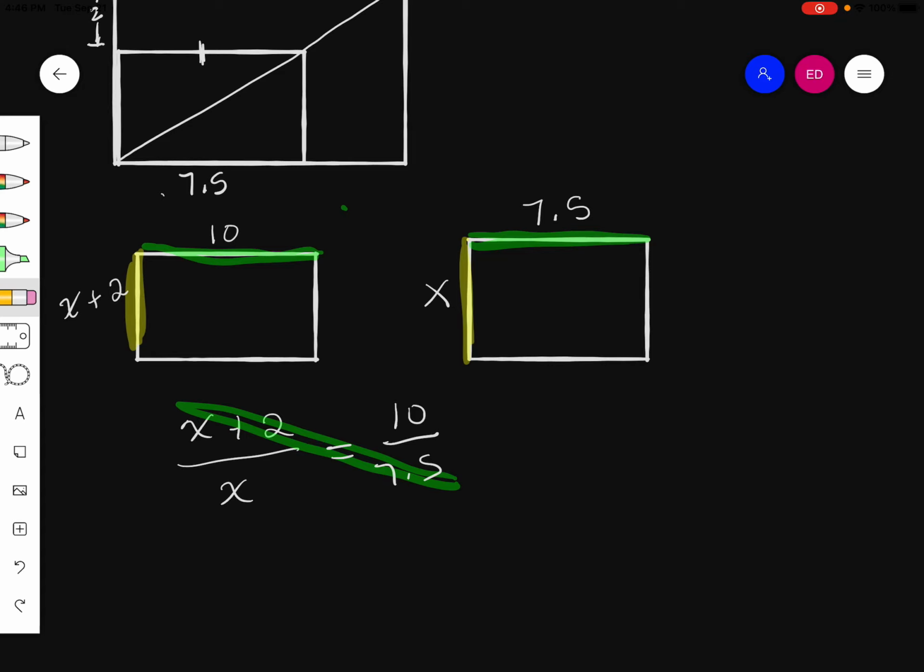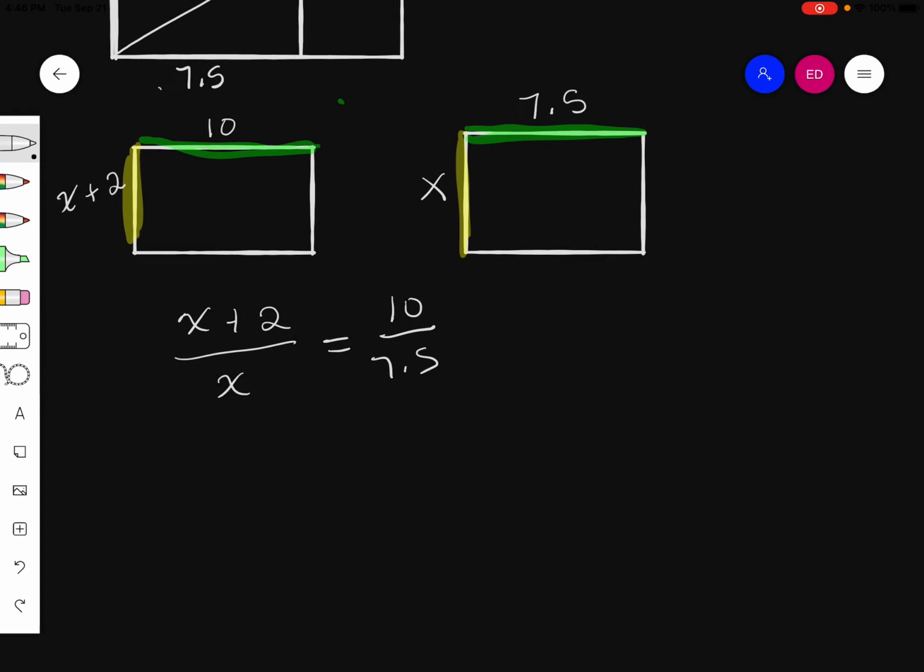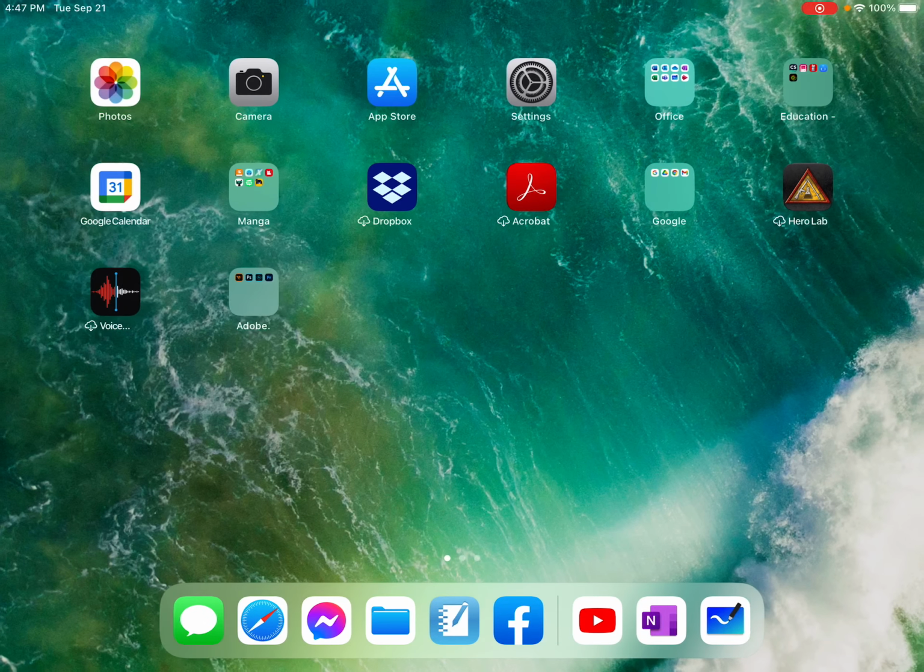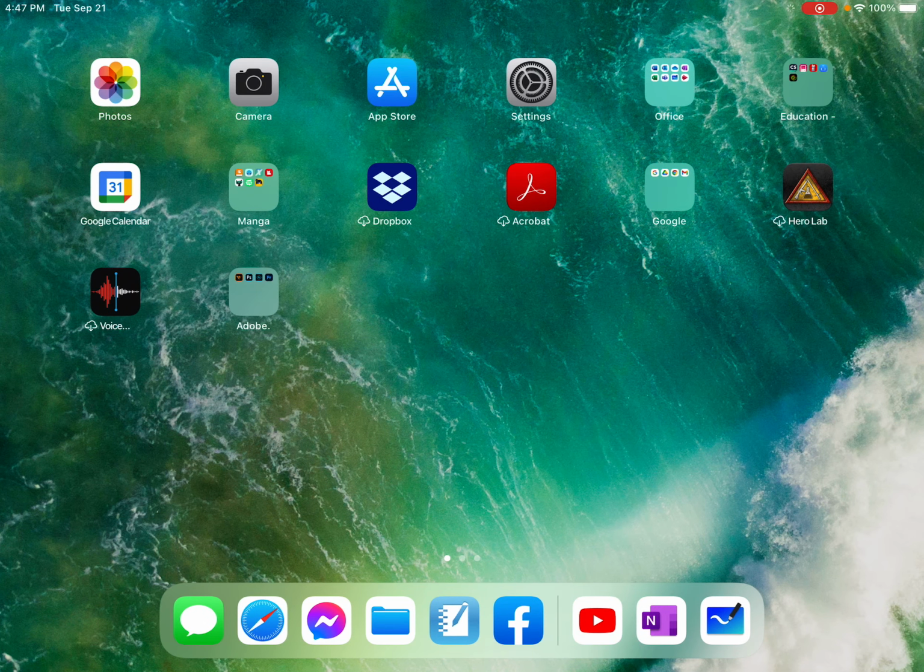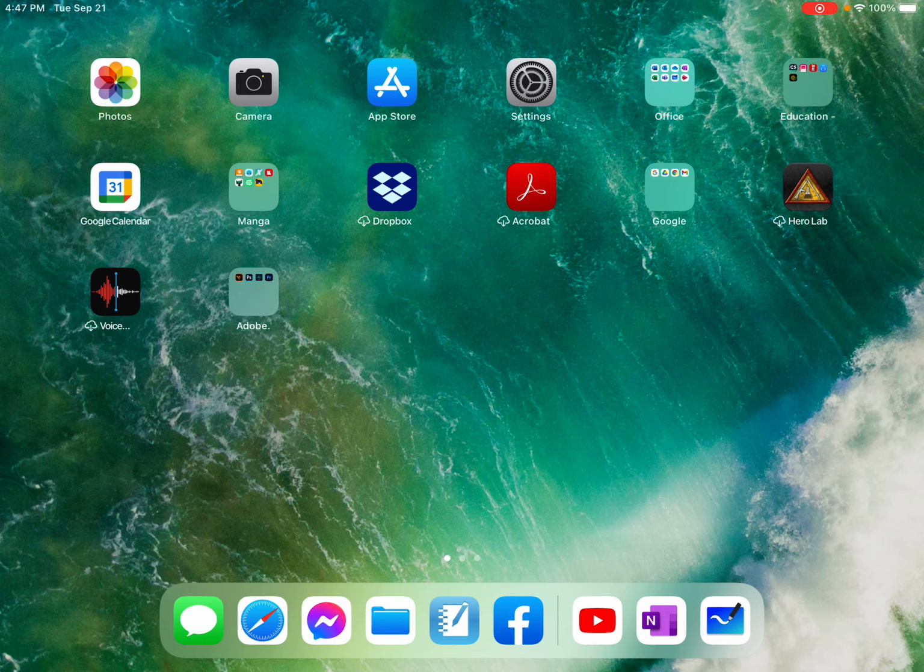Now we're dealing with a decimal here, and I want to go ahead and simplify that. 10 over 7.5 simplifies to 4 over 3, so x plus 2 over x is going to be equal to 4 over 3. You can just use your calculator to simplify it that way. When you're taking the test, that should allow you to use a TI-84. So I'm going to show you a real trick as soon as I remember where I put my calculator.